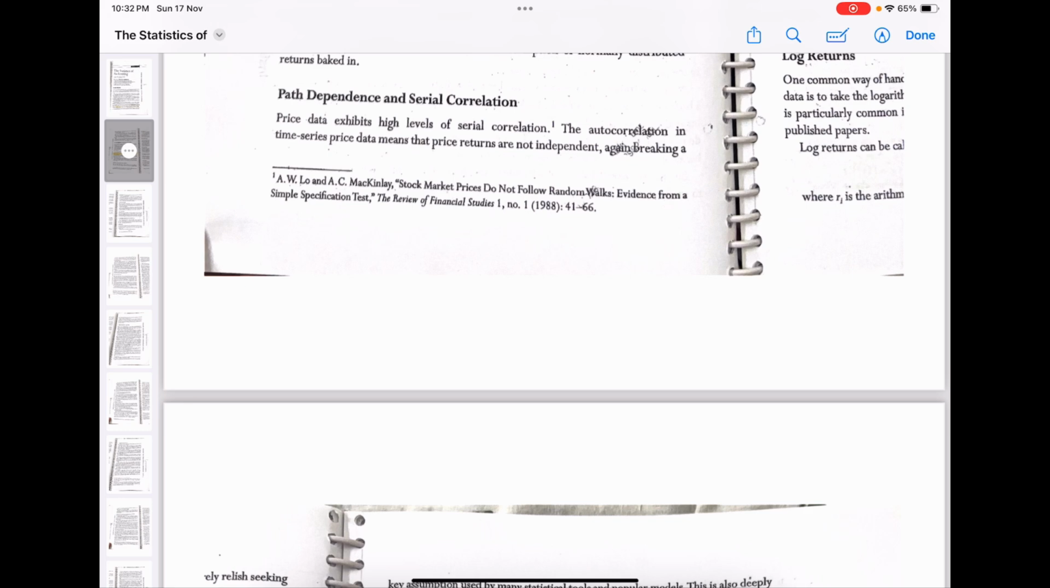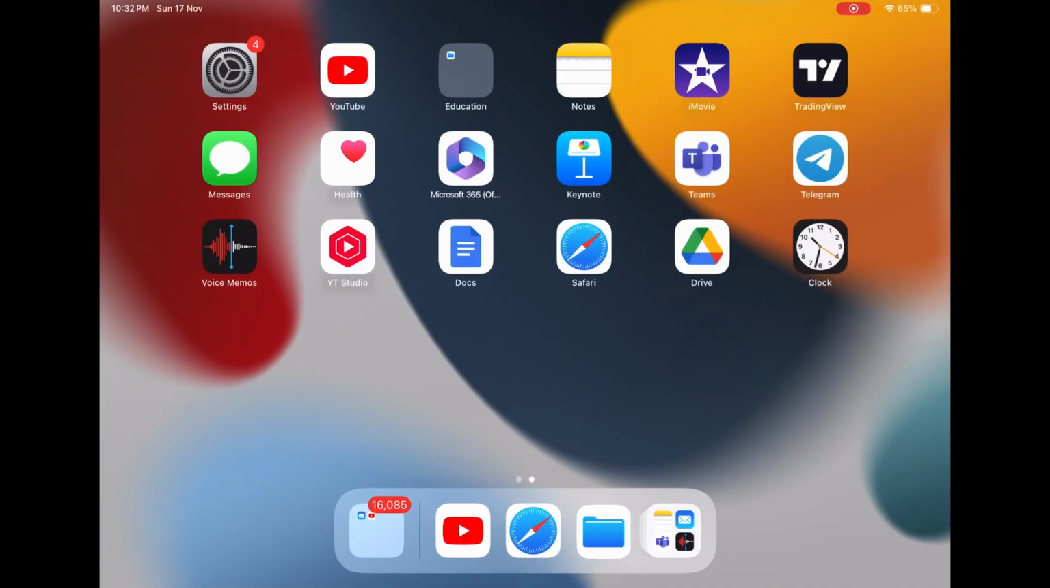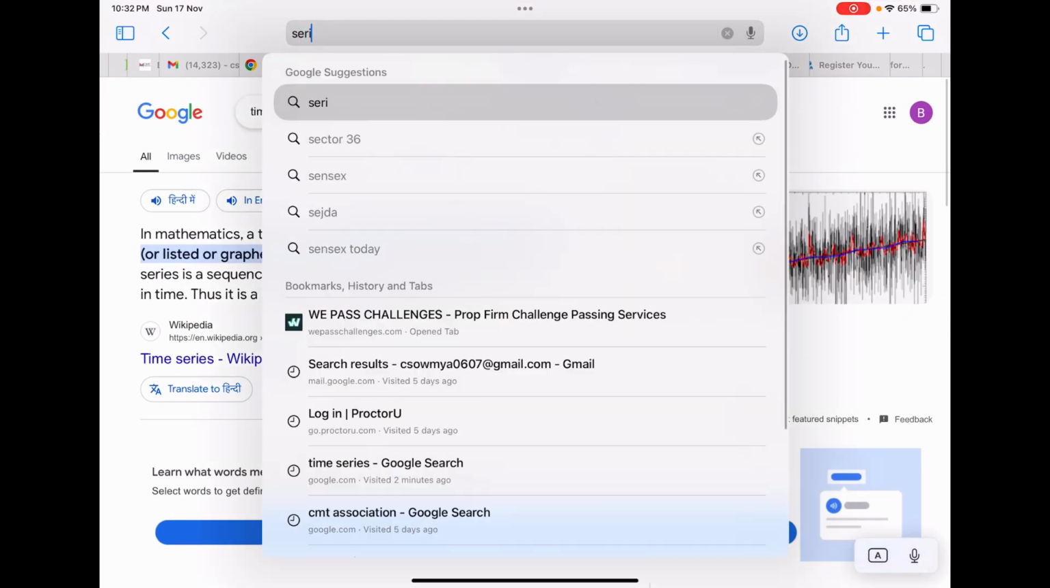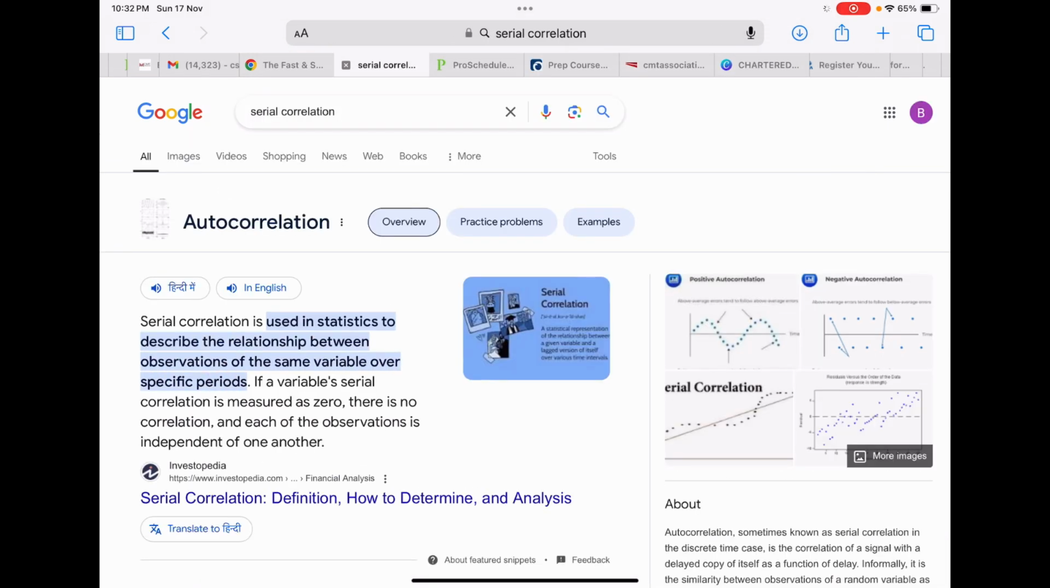Now, what is path dependence and serial correlation? So, the first thing you need to keep in mind is that the price data exhibits high levels of serial correlation. Okay, and what is serial correlation? Let's also look at that. We have done this in the earlier chapters. Try to think about it.